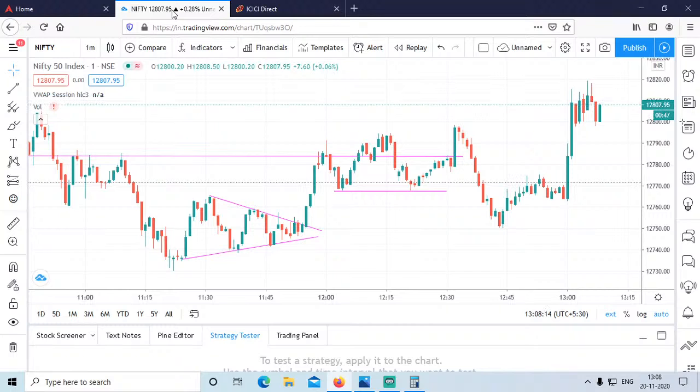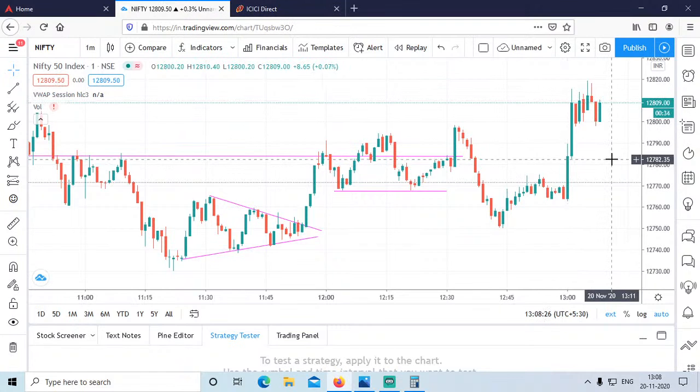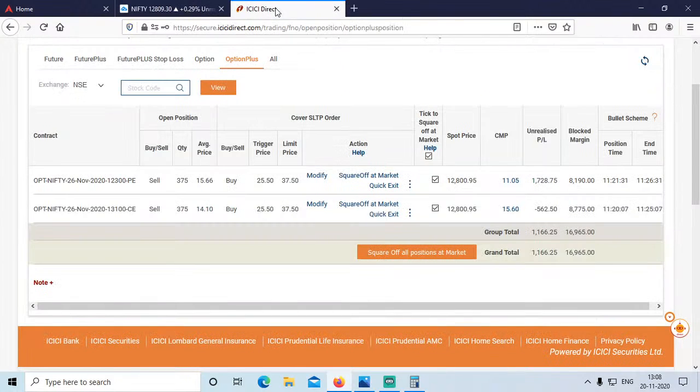See, the market is coming down from 820, which is the max, now it's 809, 810. Again it is moving up. For sure somebody is playing heavily. Okay, we are on the safe side.